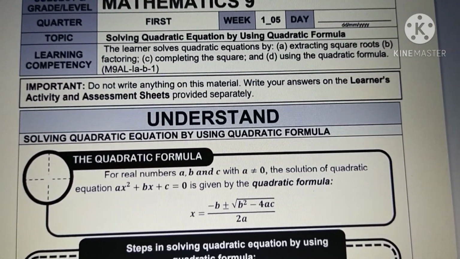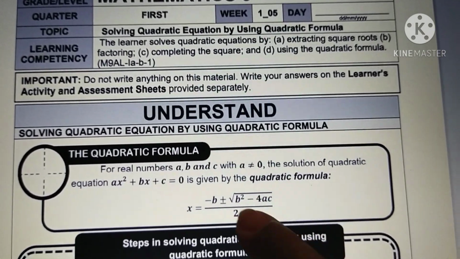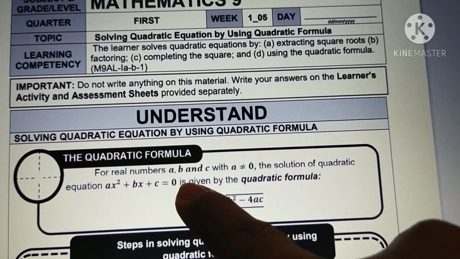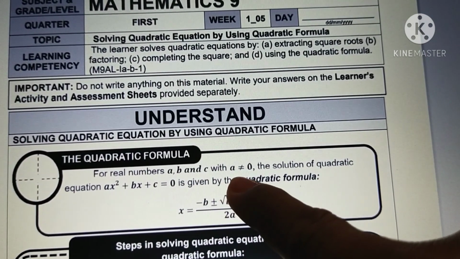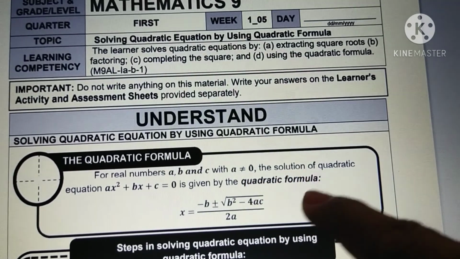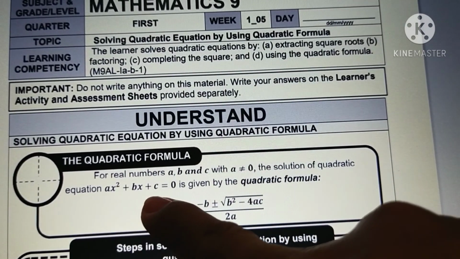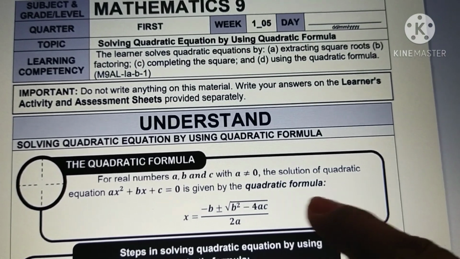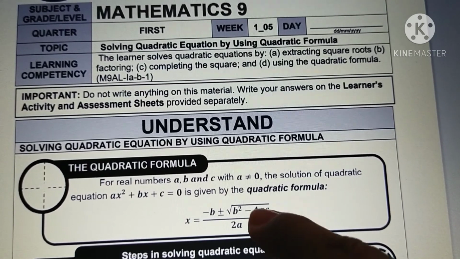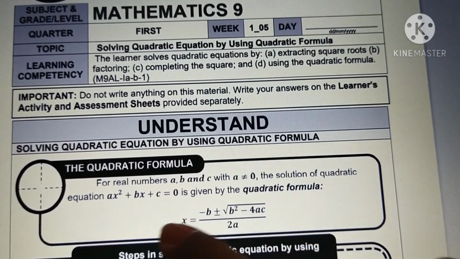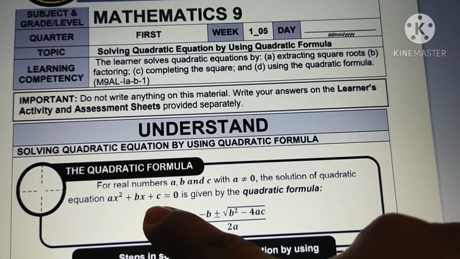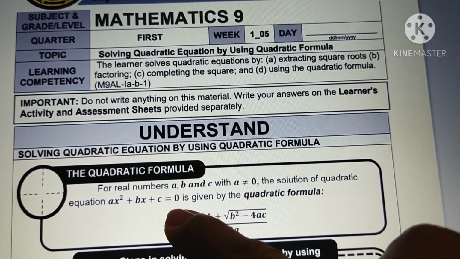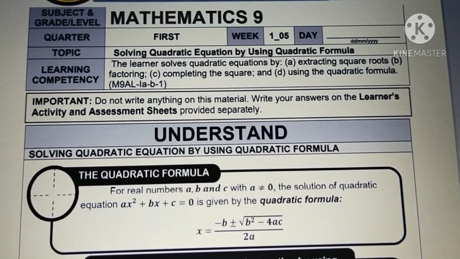So the quadratic formula is, by the way, for real numbers a, b, and c with a not equal to 0, the solution of the quadratic equation ax squared plus bx plus c equal to 0 is given by the quadratic formula. For you to solve using the quadratic formula, you have to write first your equation in standard form so that you can find the values of a, b, and c. Okay, that's it.